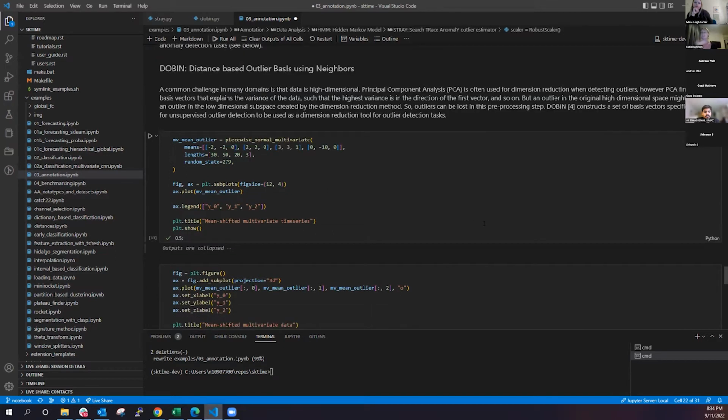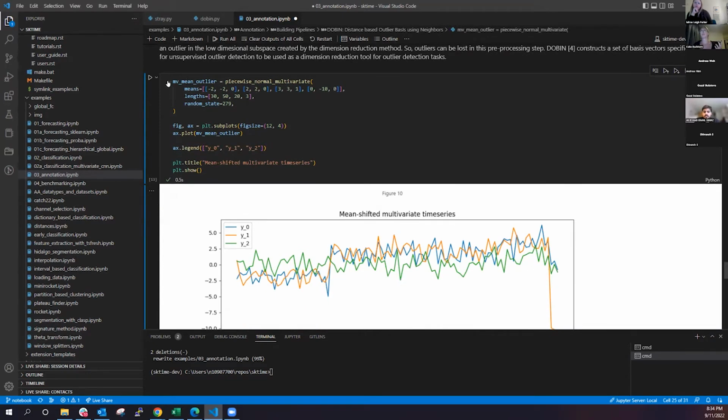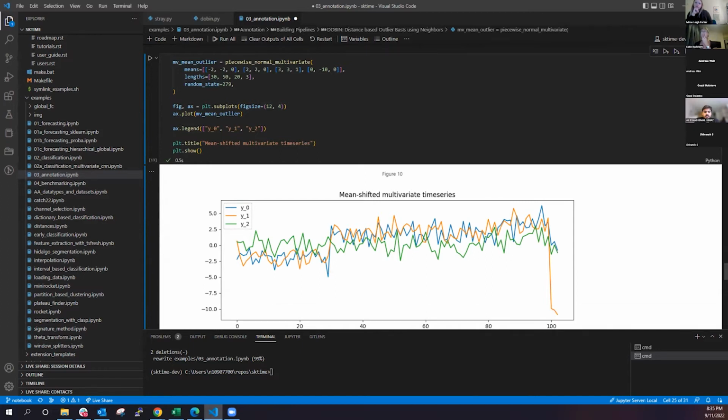So PCA is commonly used to reduce the dimensionality of data. And to illustrate this, I've generated, the same as above, with this piecewise normal multivariate function, 4 different phases with means given here, and these are independent time series. You can see here.